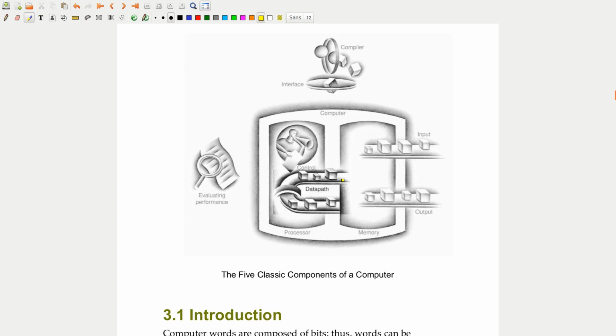Okay, so just as a refresher, remember, we've got 5 key components of a computer. We have our inputs and outputs, we have our memory, we have our control, and we have our data path. So when we're talking about computer arithmetic, what we're referring to in a processor is usually referred to as the data path. So that's going to be our focus of today.